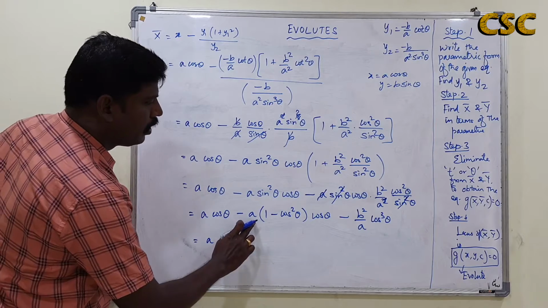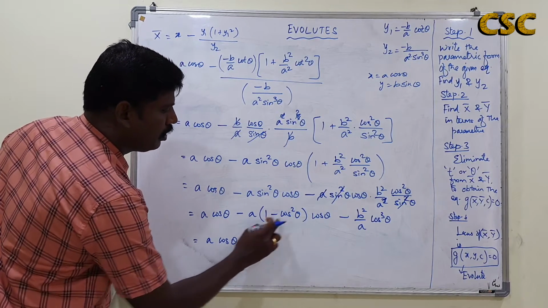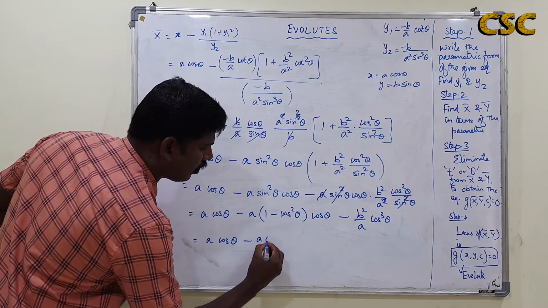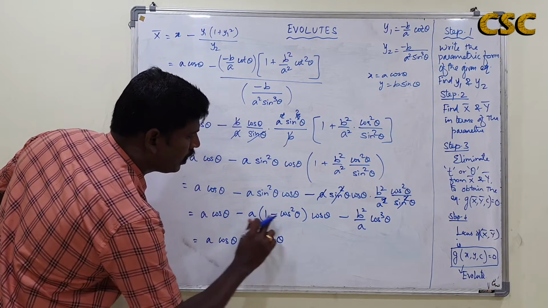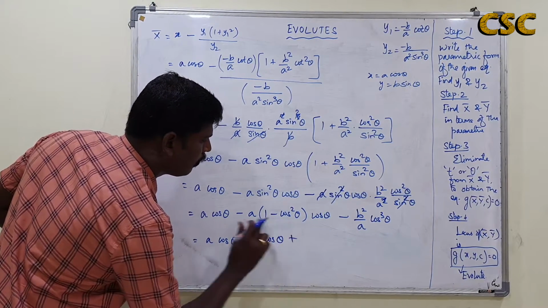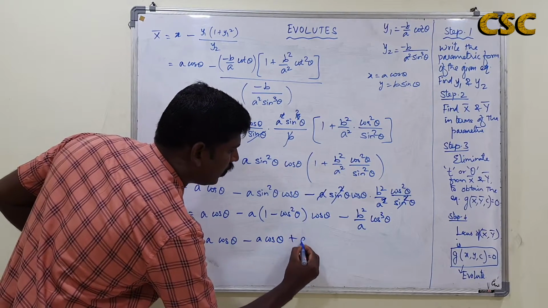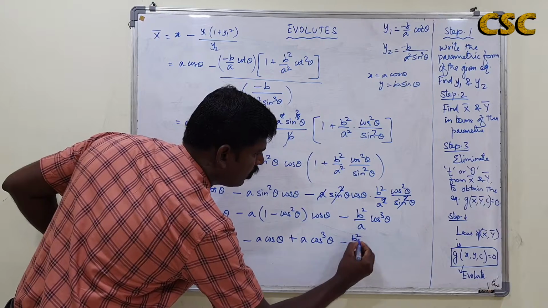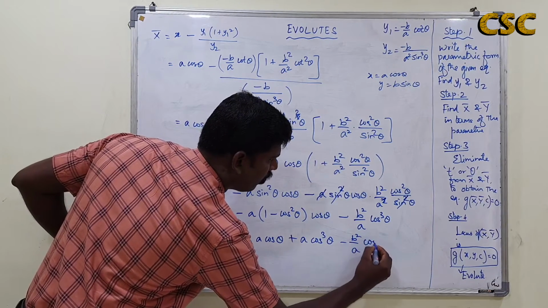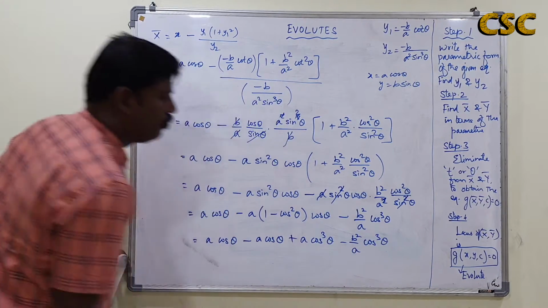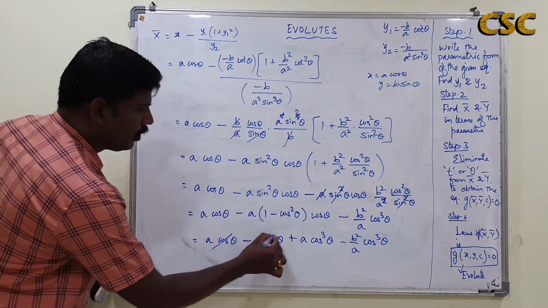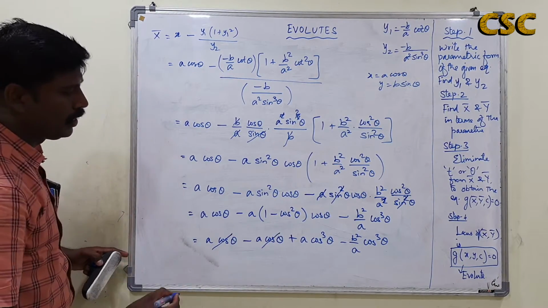That is equal to a cos theta. Now I am taking a cos theta inside the bracket, so minus 1 into a cos theta is minus a cos theta, minus this minus into minus is plus a cos theta into cos square theta, a cos cube theta, minus b square by a cos cube theta, right? This minus a cos theta is cancelled with this plus a cos theta.